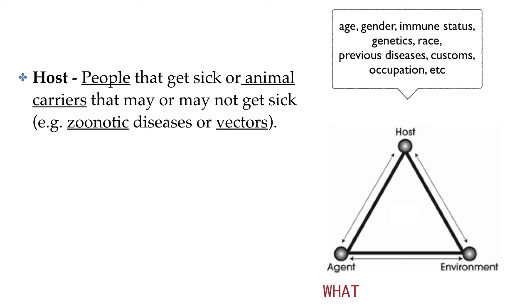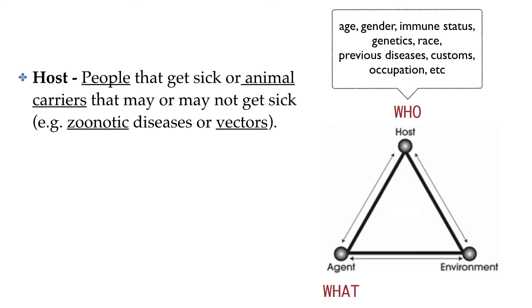The next part is the host. The host is basically the individuals that get sick. This is the who, not just who gets sick, but what are their characteristics. But mostly when we're talking about the host, we're talking about the people or the animals that get sick. We also have animal carriers that may or may not get sick. For example, if it's a zoonotic disease, these are diseases that are caused by animals, and the animals themselves are sick.